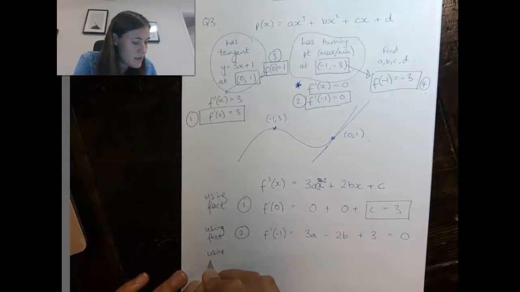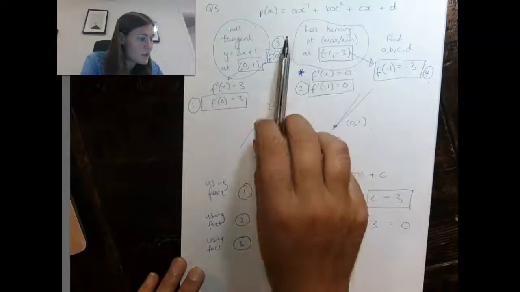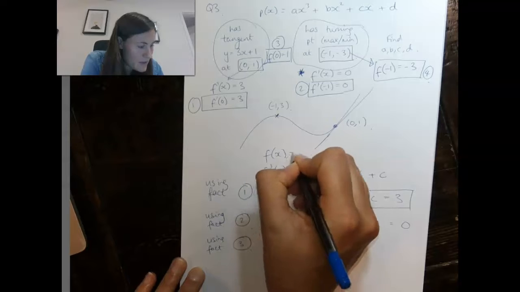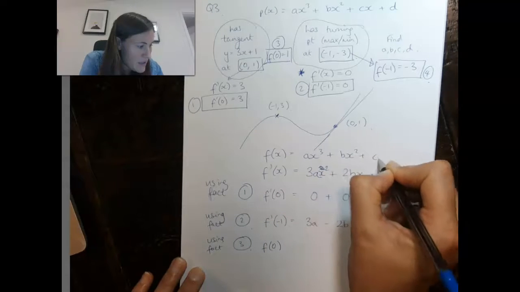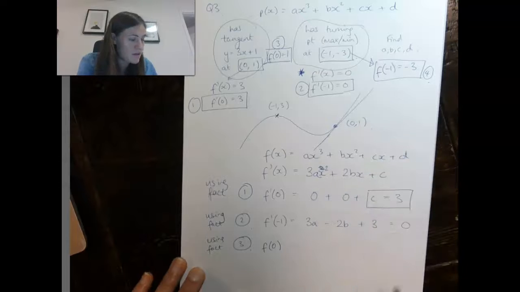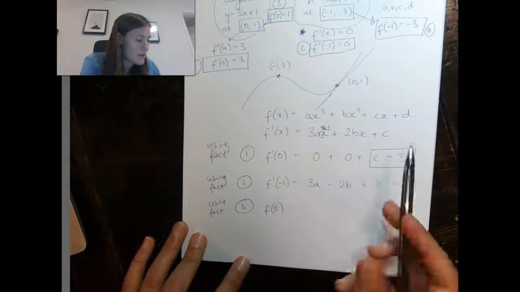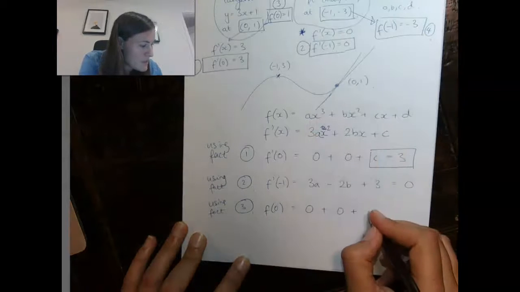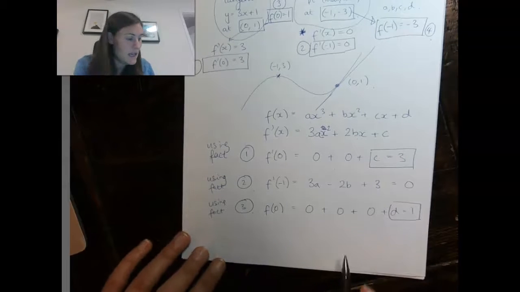Let's use them. So using fact 3, I get f of 0 equals 1. Well, f of 0, I'm just going to copy f down here. I'm just sticking by calling it f for now. I don't care that it was called p originally. I'll put p in my final answer, but for now I'm just going to use this. So when x is 0, 0 plus 0 plus 0 plus d. Great. So d is 1. Thanks very much, fact 3. That was nice and easy.